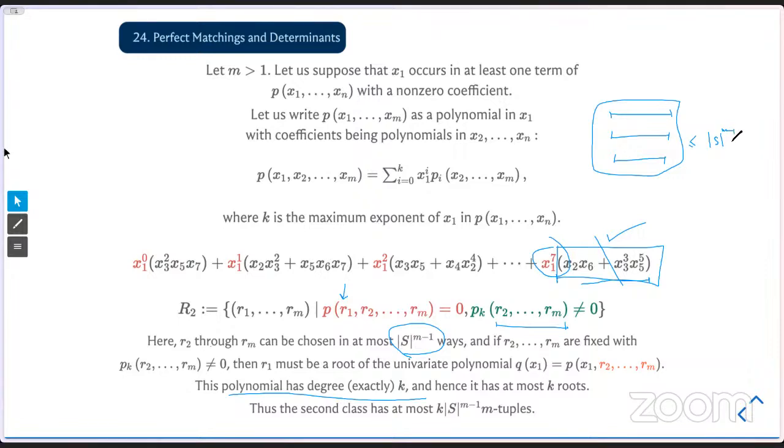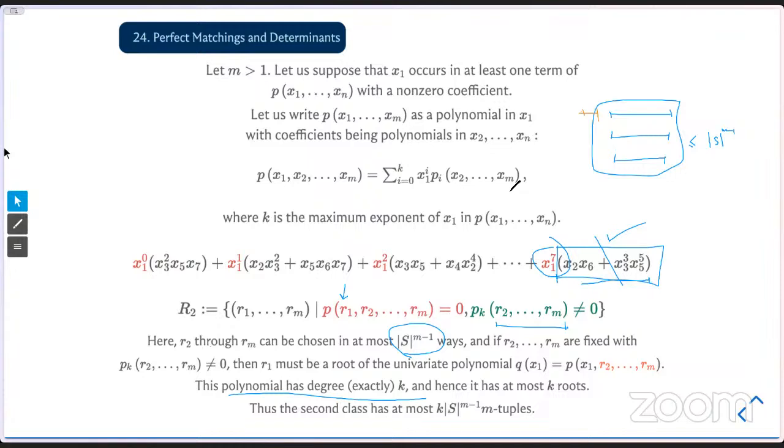This is just all possible m minus 1 length tuples where the entries are from S. But now the question is, in how many ways can you extend each of these to R1? In what ways can we legally extend this to R1? Like before, we cannot take a lazy approach and say R1 can be one of S different things and try all of those.